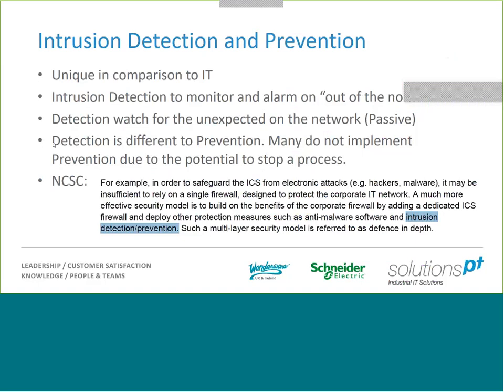Control system networks are different to typical IT networks in that there is usually considerably more network traffic, but its traffic is more predictable. Intrusion detection is used to monitor and then alarm on out-of-the-norm conditions. These systems essentially watch for the unexpected in a passive way, so as not to disrupt the network traffic.